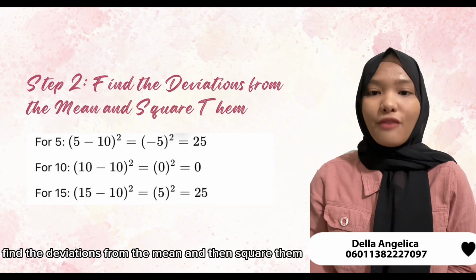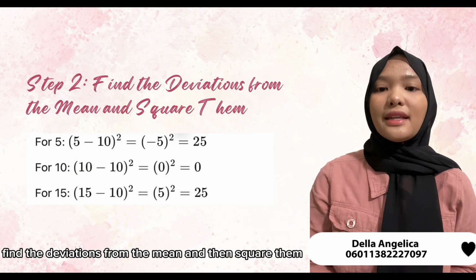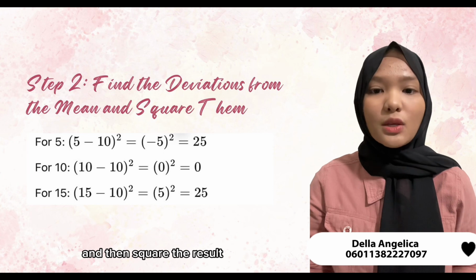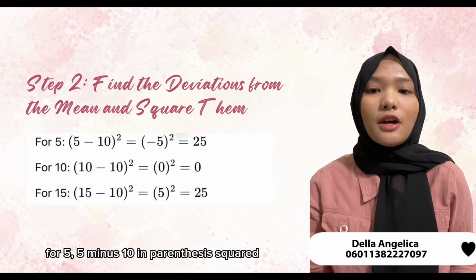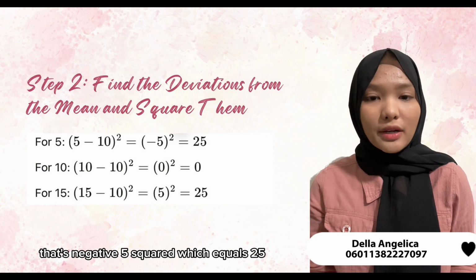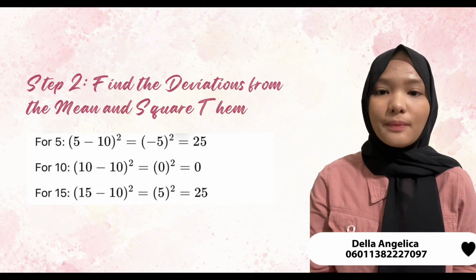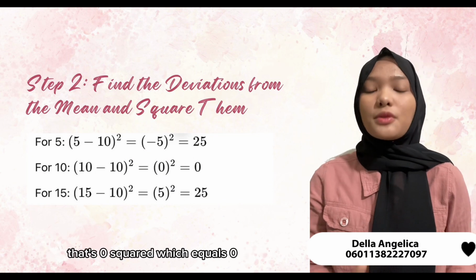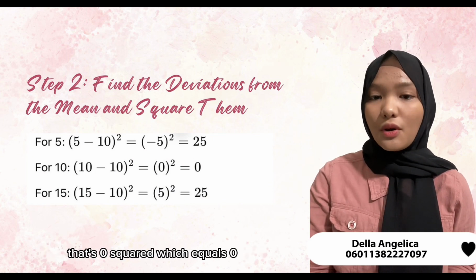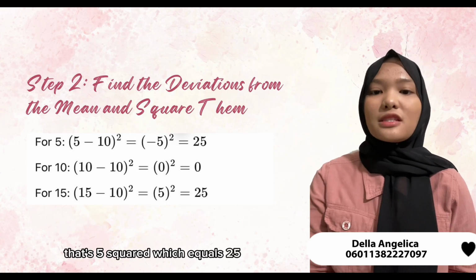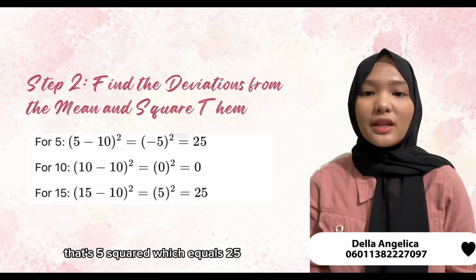Step 2. Find the deviations from the mean and then square them. Subtract the mean from each data point and then square the result. For 5, (5 minus 10) squared, that's negative 5 squared, which equals 25. For 10, (10 minus 10) squared, that's 0 squared, which equals 0. For 15, (15 minus 10) squared, that's 5 squared, which equals 25.